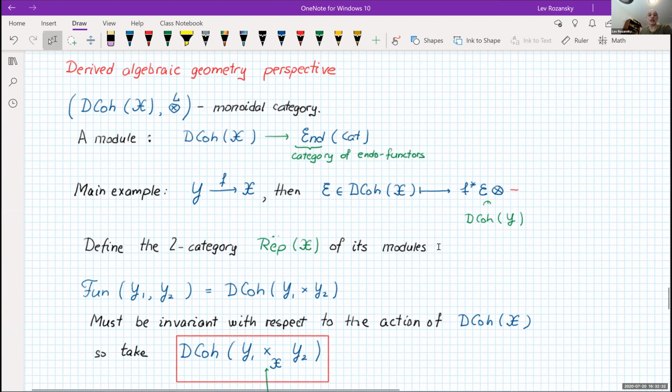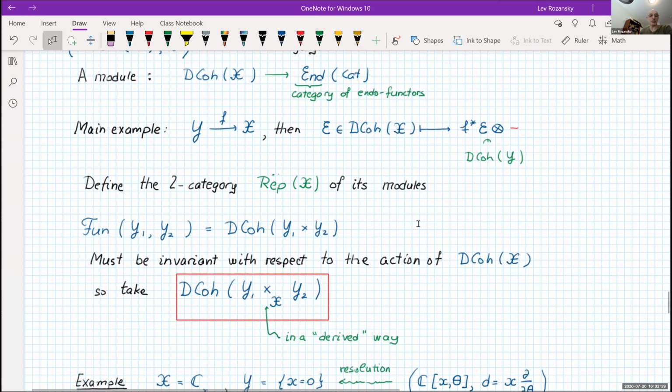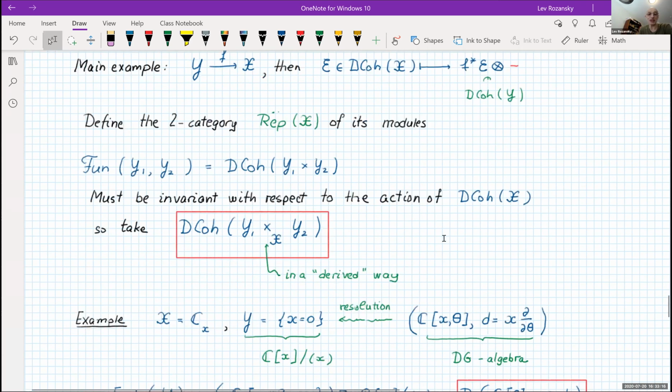So now you want to define a two category of representations of coherent sheaves of X in this sense. So what should be morphisms between Y1 and Y2? An object is Y with a map into X. Then sheaves over Y become modules over sheaves over X. What would be morphisms? Generally, functors from the category of Y1 to the category of Y2 would be coherent sheaves over the product. So you could pull back, tensor, and push forward onto Y2. But we want not all the functors, but the ones which are invariant with respect to the action of sheaves over X. So naturally, you would guess that as a morphism between Y1 and Y2, you would take coherent sheaves over the product of Y1 and Y2 over X.